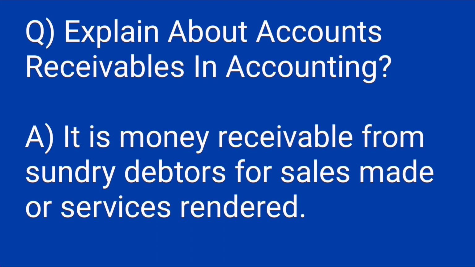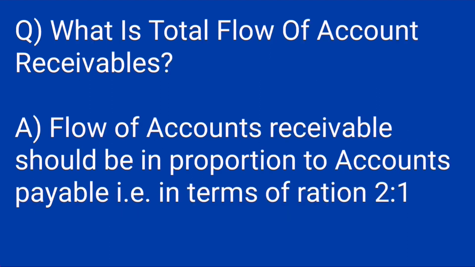Explain about accounts receivables in accounting. It is money receivable from sundry debtors for sales made or services rendered. What is the total flow of accounts receivable? The flow of accounts receivable should be in proportion to accounts payable, that is, in terms of a ratio of 2:1.